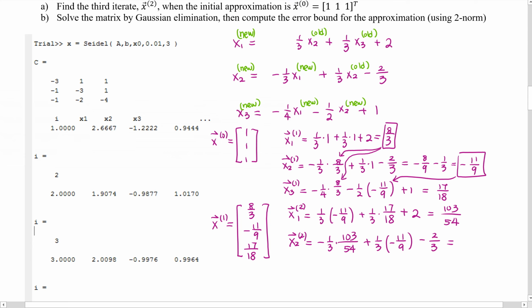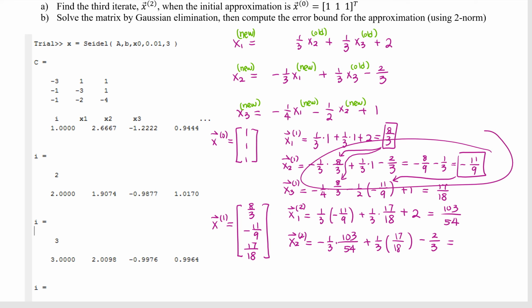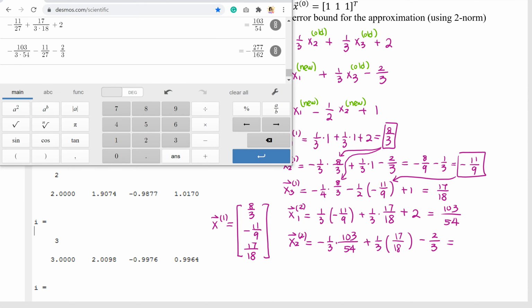Oh, you know what? Here I have a mistake. This is x3. Okay, so x3. So this is wrong. 17 over 18. Our answer in the first step is still good because x1, x2, x3, they're all 1. Okay, but here we see sometimes we make a mistake. Then luckily we'll figure it out here. Yes, so we actually need to do it slowly.